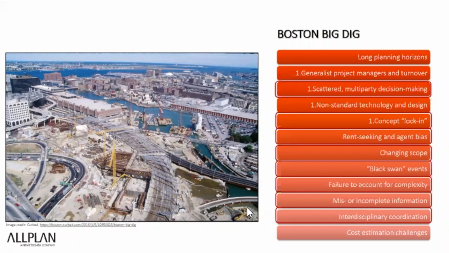Obviously, mega projects in particular are uniquely vulnerable to these, but I think everyone's been involved in a small-scale project that has had problems like this as well. Black swan events like massive early snowfall was something that happened to me once. Failure to account for complexity. Geotechnical is everyone's preferred example here because it is so hard to come up with good geotechnical data.